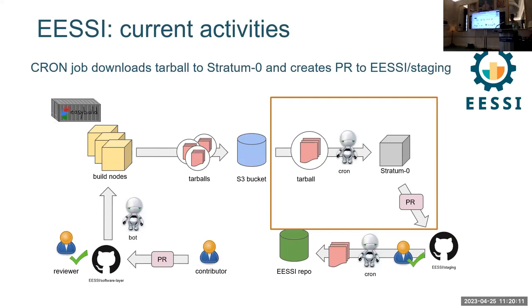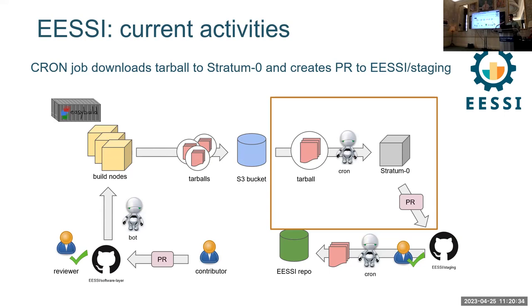The next step is a cron job that is running on the Stratum Zero server that is polling the S3 bucket for new tarballs. And as soon as there's a new tarball, it will download it to the Stratum Zero. That will not immediately deploy it in the CVMFS environment. So it will not yet be publicly available, but it will just be on the same server. And this cron job will also create a PR to our staging repository.